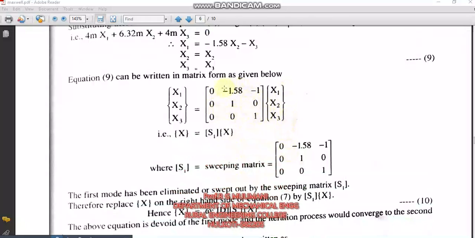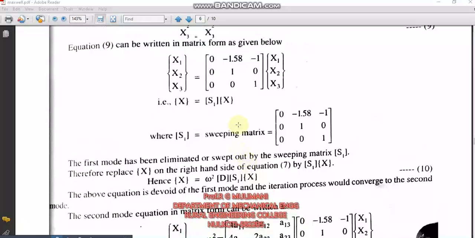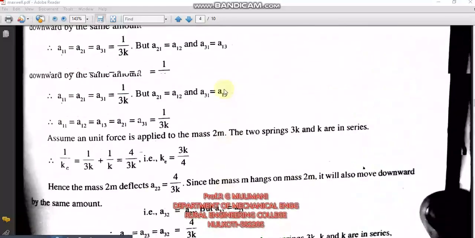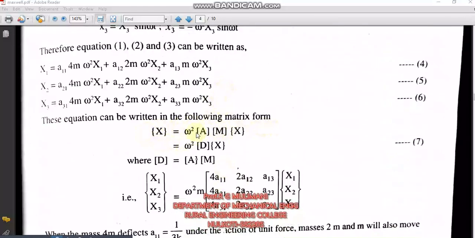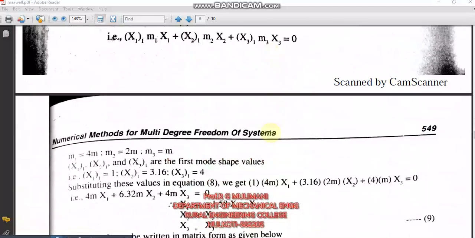Okay, this new matrix is called the sweeping matrix. We are using this sweeping matrix to find the natural frequency. We already know that to find the first natural frequency we have used this matrix form: x is equal to omega square a into m into x. This is the dynamic matrix. Now we are using the new dynamic matrix. The new dynamic matrix is a multiplication of the sweeping matrix and the old dynamic matrix.